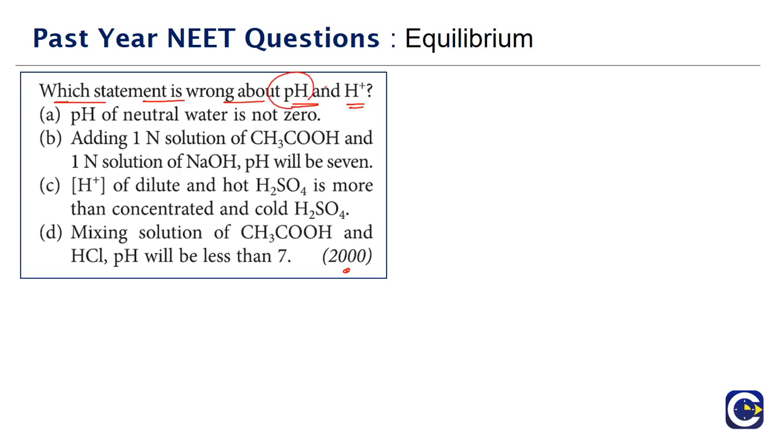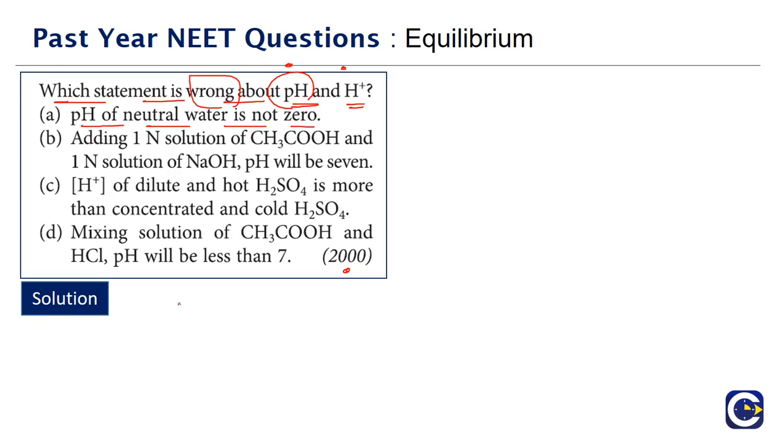Means they're talking about a couple of statements given, both in terms of pH as well as the H+ concentration, or some of the aspects related to H+. We'll go through the options anyway. So we have to find out which is the wrong one. First, option A is saying that pH of neutral water is not 0.